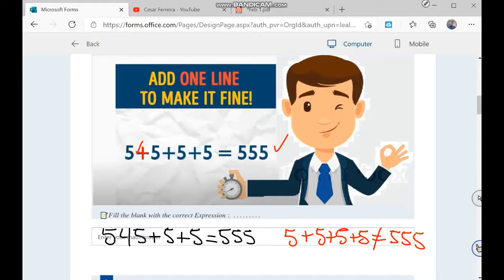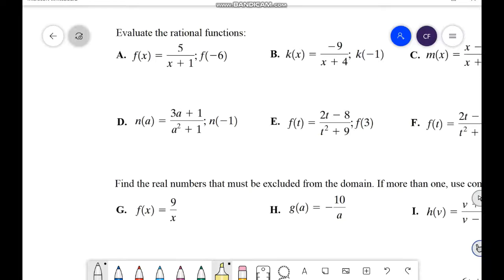Let me just record the 2 possible answers for this bell work. You can make a line on the first plus sign and transform it into a 4. So you're going to have 545 plus 5 equals 555, and this is correct. And there's another answer, it's a bit boring: 5 plus 5 plus 5 plus 5 is different from 555. It is a possible answer. I think the first one is more creative, but the second one is also correct.